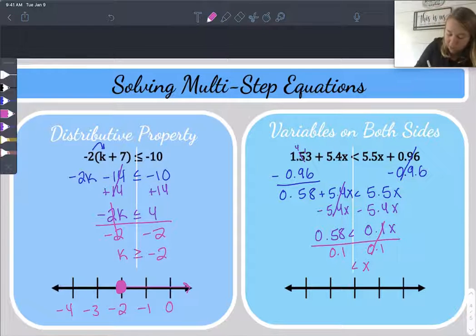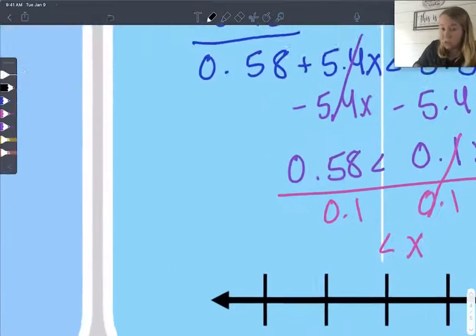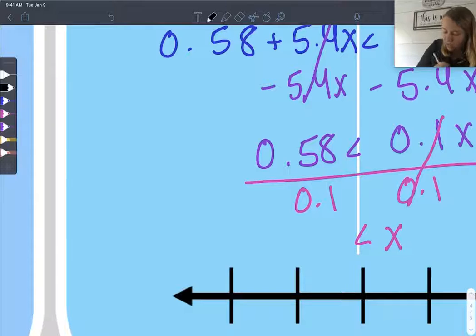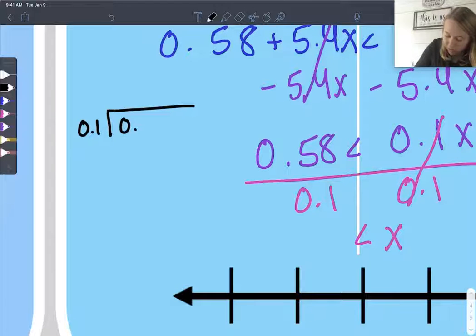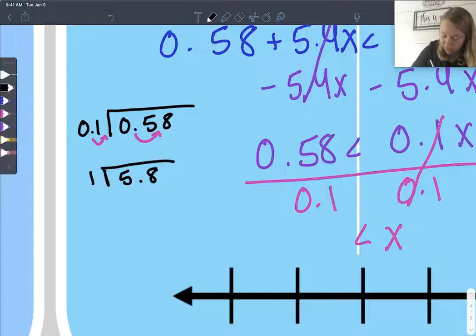Now, dividing with decimals, we will have to do long division for. I'm actually going to zoom in a little bit. That way I can do this out. So I have 0.1. This is my at the door. And then I also have my 0.58, which is in the house. Now, to be able to solve this, I actually have to move my decimal points over 1. So when I do that, it actually turns into 1 and then 5.8.